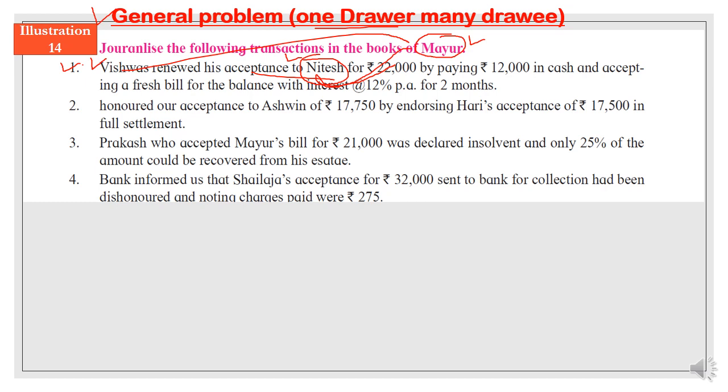They have not clearly mentioned it, but they have shown it in the journal entry only in the solution, that Mayur has not prepared any bill. He just hands over the bill given by Nitesh to Vishwas. Are you understanding what I am trying to say? Because after giving the loan, Mayur would prepare the bill of exchange for rupees 22,000. But what happened? Mayur has not prepared the bill.